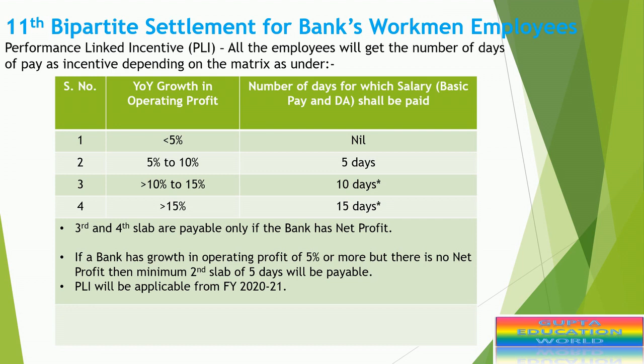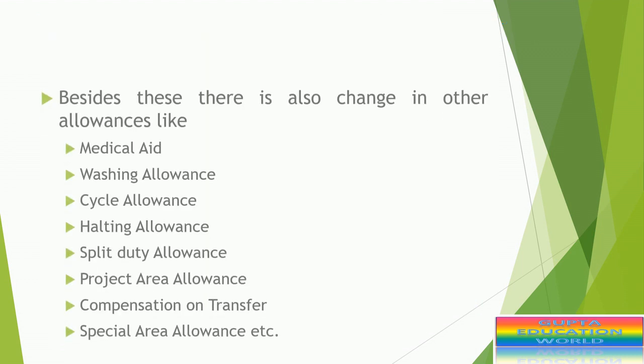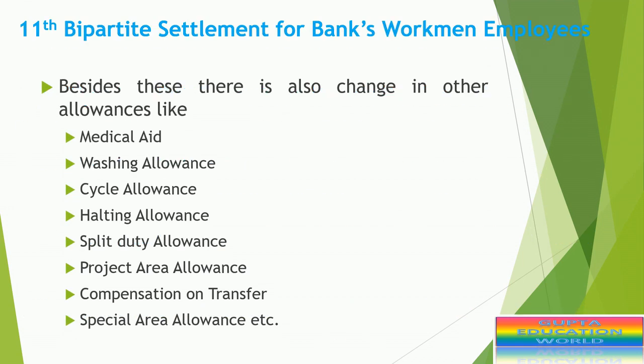Third slab and fourth slab are payable only if the bank has net profit. If a bank has growth in operating profit of 5% or more, but there is no net profit, then minimum second slab of 5 days will be payable. PLI will be applicable from financial year 2020-21. Besides these, there is also change in other allowances like medical aid, washing allowance, cycle allowance, malting allowance, split duty allowance, project area allowance, compensation on transfer, special area allowance, etc.